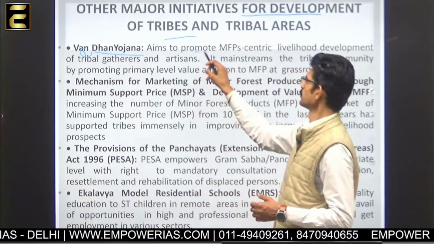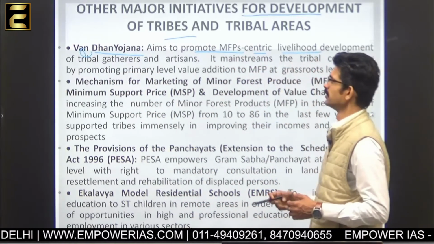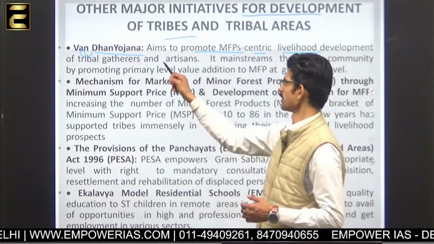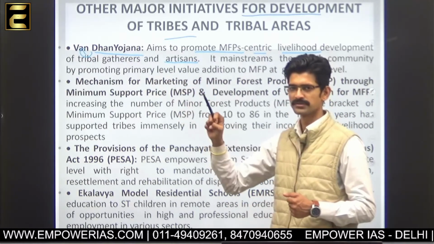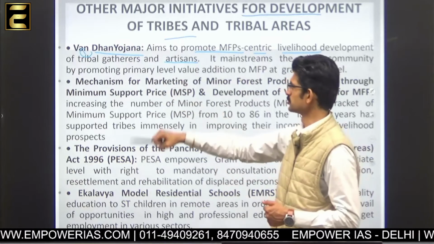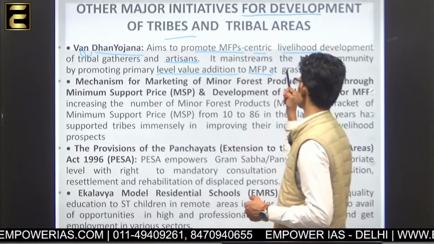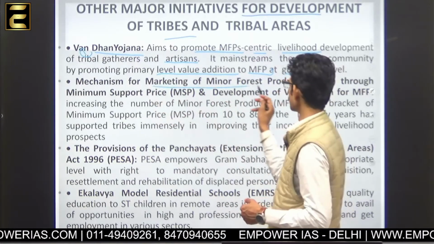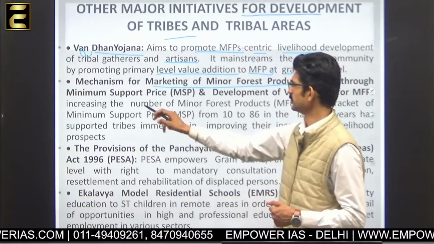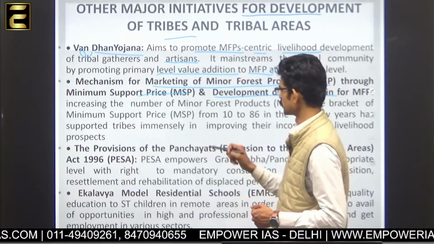which aims to promote minor forest produce centric livelihood development of tribal gatherers and artisans. तो माइनर फॉरेस्ट प्रोड्यूस पे जो भी ट्राइबल्स बेस्ड हैं उनके लिए वन धन योजना है, and which promotes primary level of value addition to minor forest produce, a grassroots level mechanism for marketing of minor forest produce through the minimum support price and development of value chain of minor forest produce.